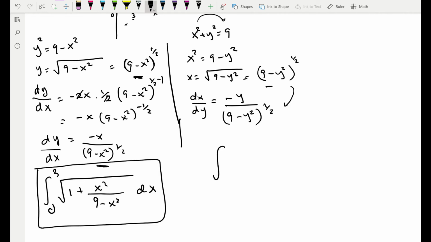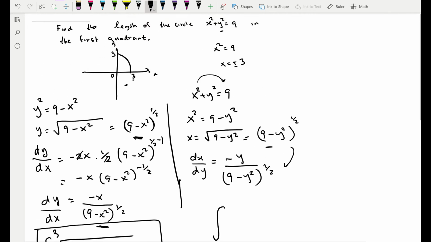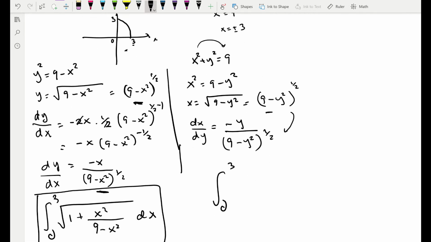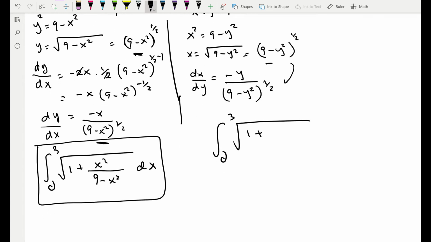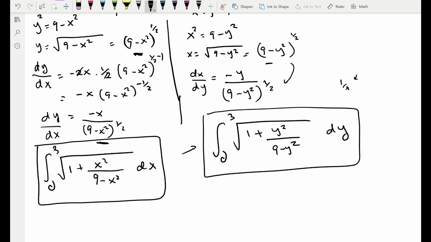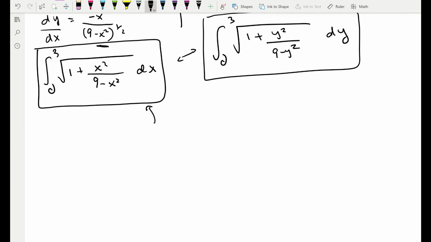But if you're going for y, the y values are also going from 0 to 3. Square root of 1 plus, if you square minus y, it's y squared. If you square (9 minus y squared) to the half power, the square and the half cancel out. So it's 9 minus y squared dy. So it's the same thing, it's just that the variable is different. Now I'm going to pick this one to integrate, because x is much more familiar than y. It doesn't matter.